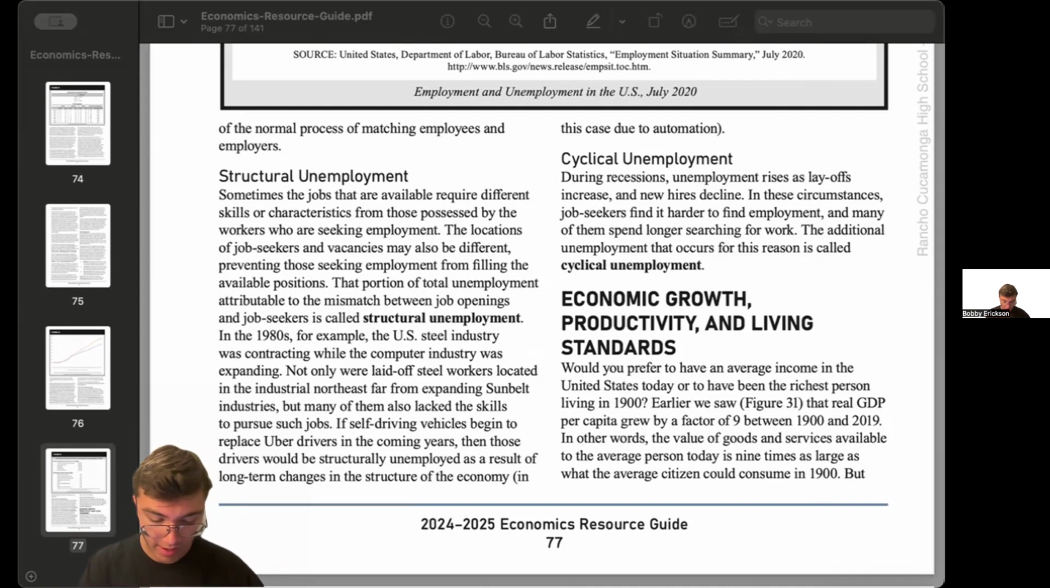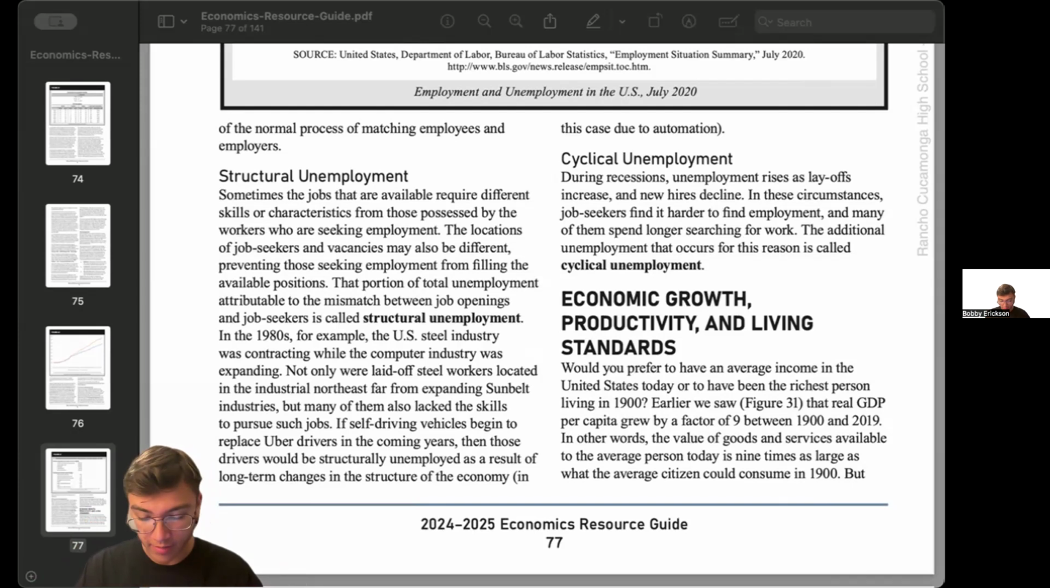So there's this mismatch between job openings and job seekers. An example of this would be the 1980s, when the steel industry was contracting. So the steel industry was sinking, and a lot of people had steel skills, but the computer industry was booming. Workers located in the industrial Northeast, away from the expanding Sunbelt industries, had to be laid off because the steel industry was declining, and so they lacked the skills to pursue those jobs in computer industries. And then, as well, when self-driving vehicles begin to replace Uber drivers, that may result in structurally unemployed people because of automation and the changes in the structure of the economy as a whole. So you would need skills in making those self-driving vehicles rather than being the drivers.